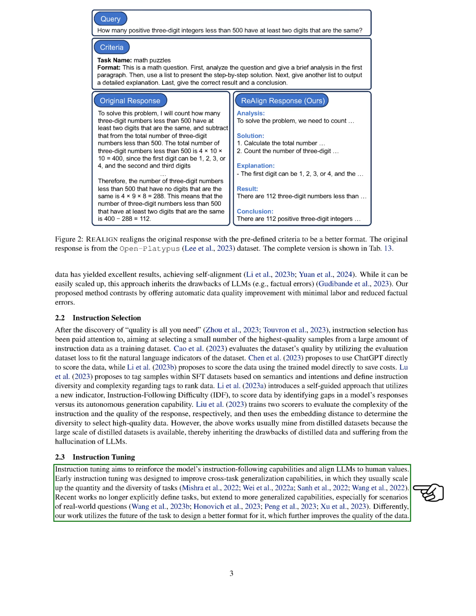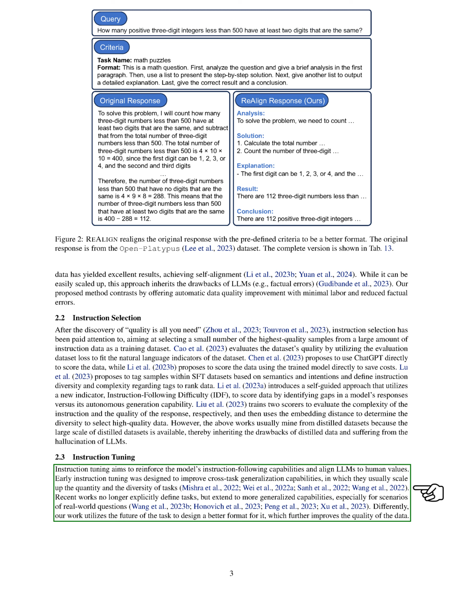Moving on to instruction tuning, our focus shifts towards enhancing the model's ability to follow instructions and aligning LLMs with human values. Initially, instruction tuning was primarily aimed at improving cross-task generalization capabilities by increasing the quantity and diversity of tasks. However, recent efforts have shifted towards extending these capabilities to more generalized scenarios, particularly those involving real-world questions, without explicitly defining tasks. Our approach is distinct in that we leverage the future of the task to design a better format for it, thereby improving the quality of the data.